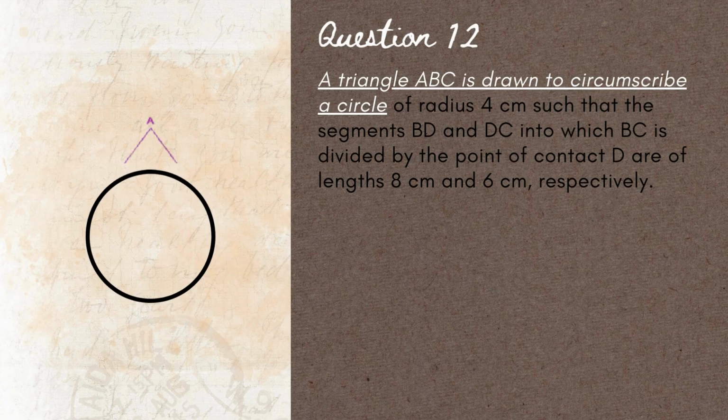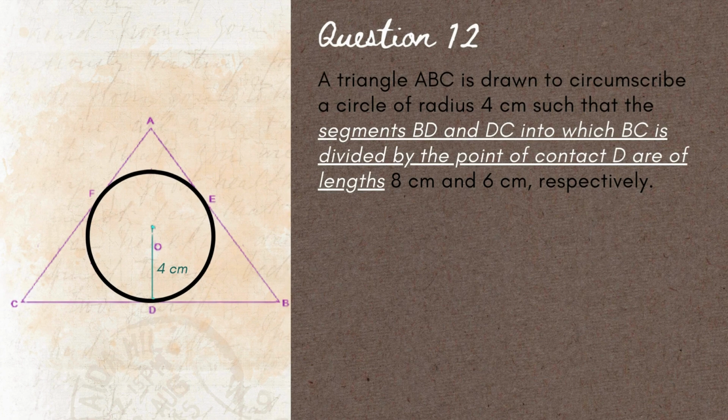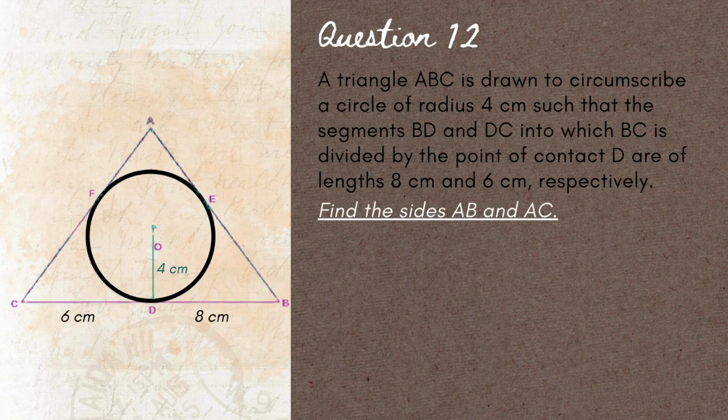Question 12. A triangle ABC is drawn to circumscribe a circle of radius 4 cm such that the segments BD and DC, into which BC is divided by the point of contact D, are of lengths 8 cm and 6 cm respectively. Find the sides AB and AC.